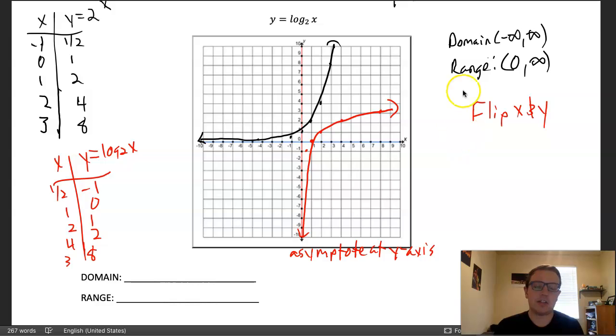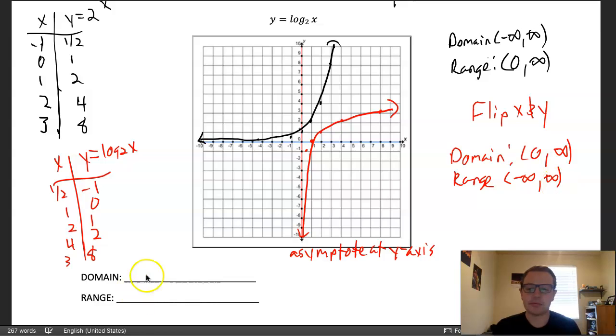For an inverse, we just flip the domain and range, just like we flipped x and y. So our domain for the logarithm would be the range of the inverse, or of the exponent. So our domain is going to be 0 to infinity, and our range is going to be the domain, negative infinity to positive infinity. And we'll write our domain and range back in here as well.